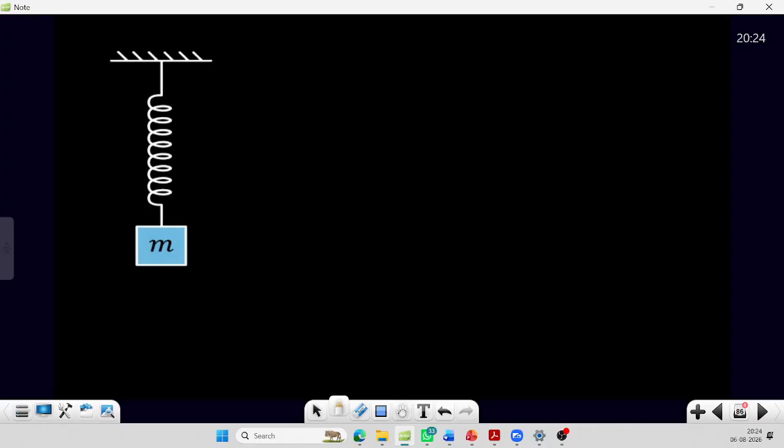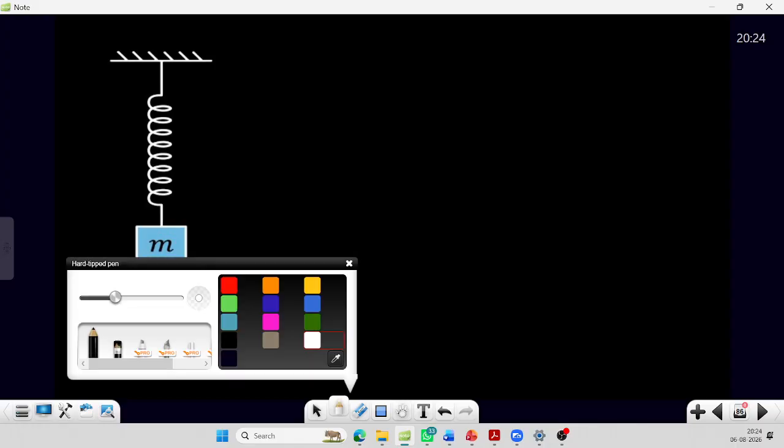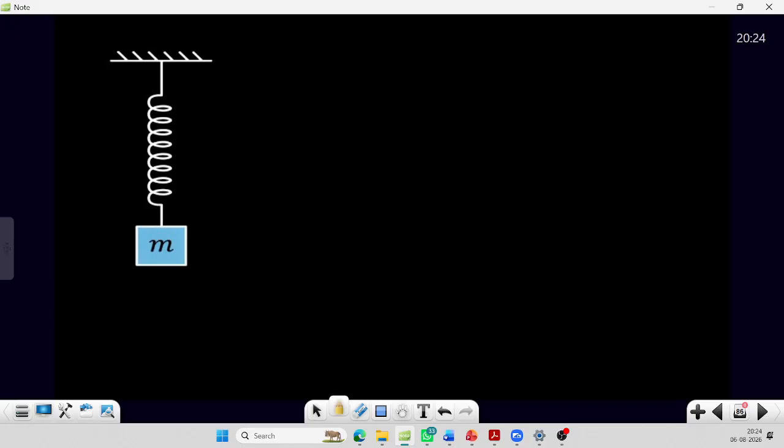Now let's understand the spring forces here. When a block of mass m is connected, first you can find the weight. The weight of this block is mg. Now this is the spring. To understand it, you can treat the spring as a string only. Then in the string we have a tension.